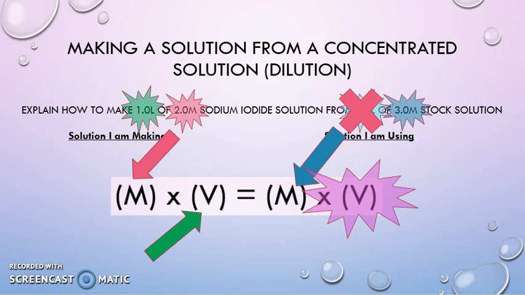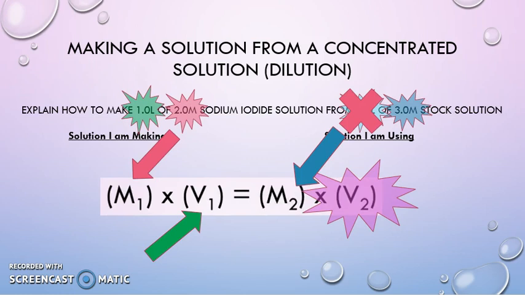Let's simplify that even further. Instead of saying liters of solution, let's just put down volume. M times V equals M times V. It's a little hard to keep track of which M and which V belong to which solution, so we're going to add in some subscripts, just for convenience. And that looks like this: M1V1 equals M2V2. The molarity and the volume of the solution you're making equals the molarity and the volume of the solution that you're using.